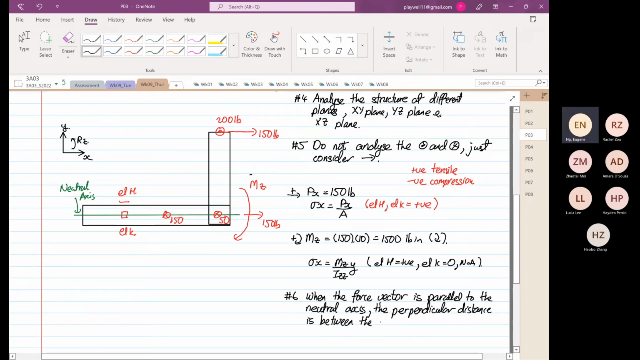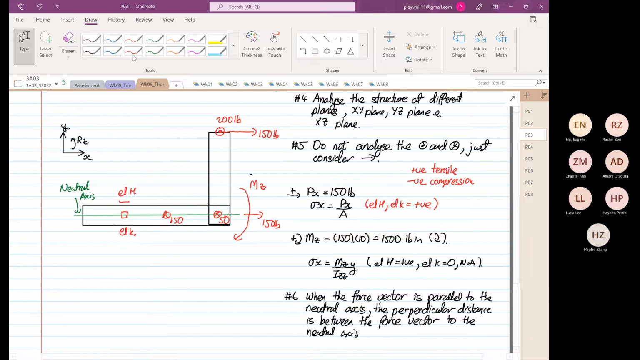The force vector to the neutral axis. So, this is the distance over here. Okay, it's this distance to the neutral axis, and I'll highlight it so you can see this. This is the most important thing. Later on I'll show you a different view where things are different.